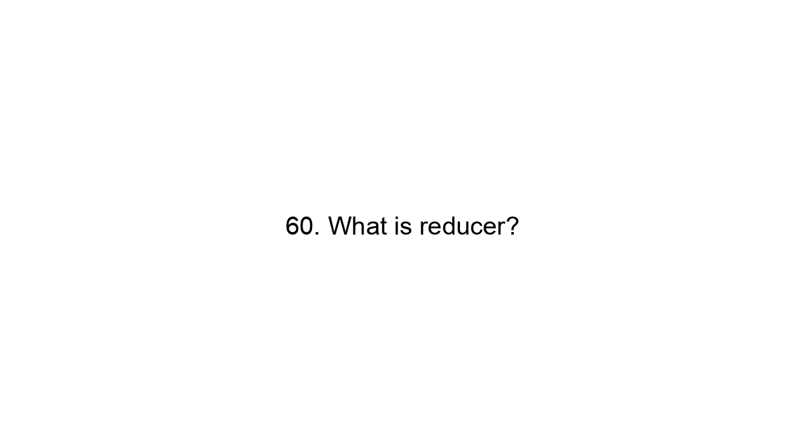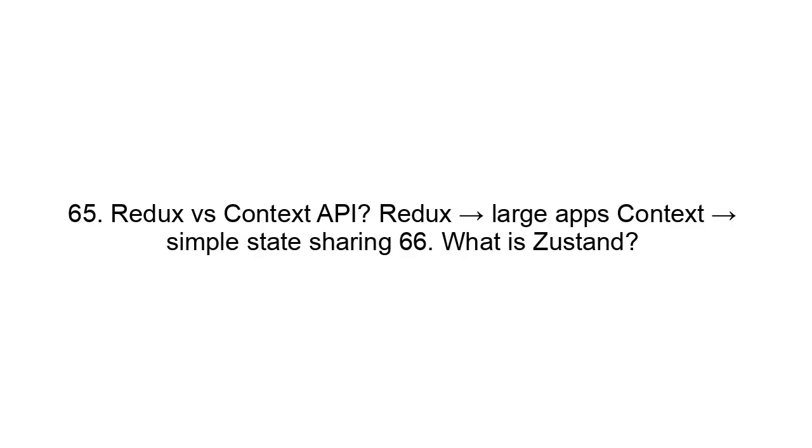60. What is reducer? Pure function updating state. 61. What is action? Object describing event. 62. What is store? Central state container. 63. What is middleware? Intercepts actions. 64. What is Redux Toolkit? Modern Redux approach. 65. Redux versus context API. Redux means large apps. Context means simple state sharing.